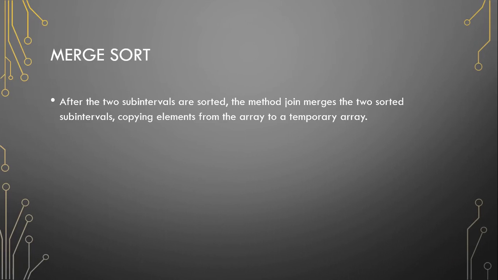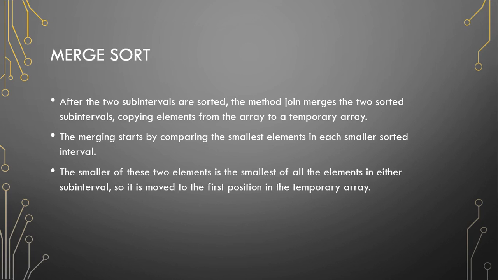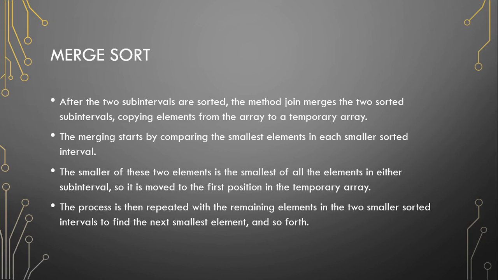So after the two subintervals are sorted, the method join merges the two sorted subintervals, copying elements from one array to a temporary array. The merging starts by comparing the smallest elements in each smaller sorted interval. The smaller of these two elements is the smallest of all the elements in either subinterval, so it moves to the first position in the temporary array. The process is then repeated with the remaining elements in the two smaller sorted intervals to find the next smallest element, and so forth.